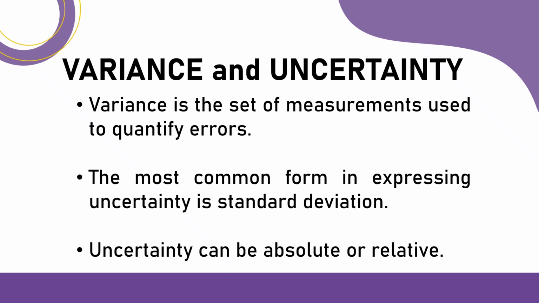Since we are already familiar with errors, let's go to variance and uncertainty. Variance is a set of measurements used to quantify errors. The most common form in expressing uncertainty is called the standard deviation. Uncertainty can be absolute or relative. Absolute uncertainty is definite, while relative uncertainty is dependent on your point of view.